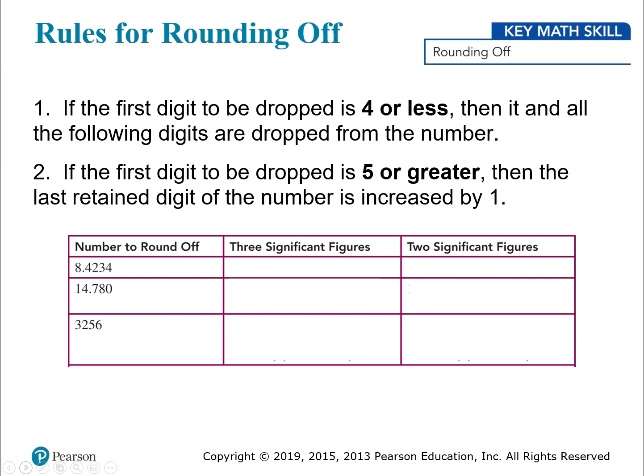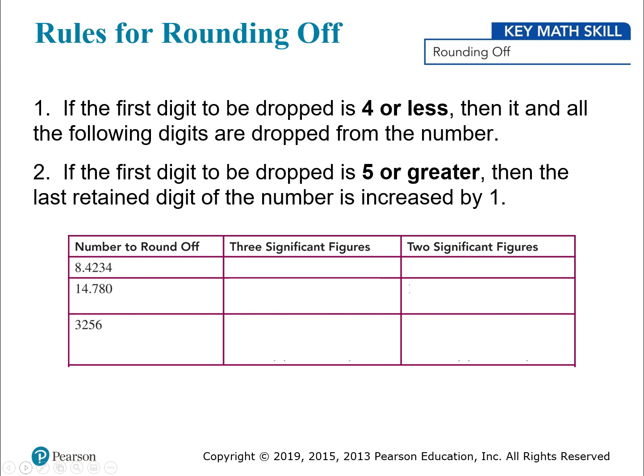First, we're going to cover rounding. Now, you've probably covered rounding before, but just to make sure everyone is on the same page, we're going to do it here too. The rules for rounding. If the first digit to be dropped is 4 or less, then that digit and everything else is dropped. If the first digit to be dropped is 5 or greater, then the last retained digit is increased by 1.